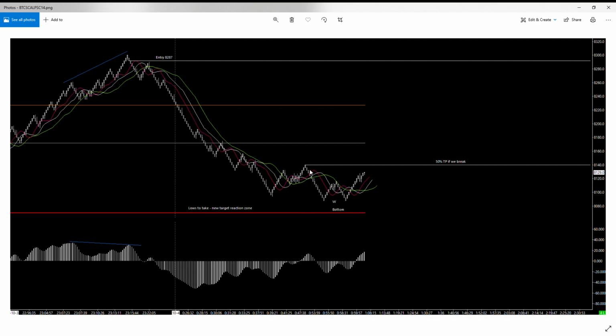Couple more points here. I get a W bottom, which is quite a common reversal signal in Renko. It doesn't actually play out, which again is perfect, but I do identify this high here. This high here is where I take 50% profit if we break this high. So it's around 8140. So this W bottom here, this lack of momentum here, and this lack of momentum here.